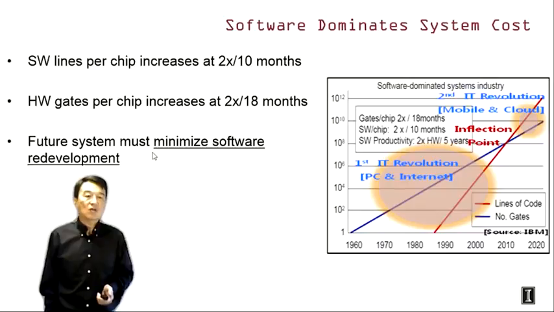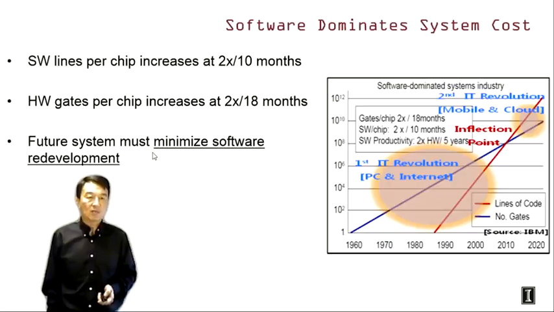So even though the software cost started out lower than hardware, after 2010 the software cost has essentially exceeded the hardware cost, and it has been growing faster. So the software cost is going to be much, much more than hardware cost in the years to come. In the future, all systems need to be able to minimize software development or redevelopment cost. And this leads to the consideration of scalability and portability.